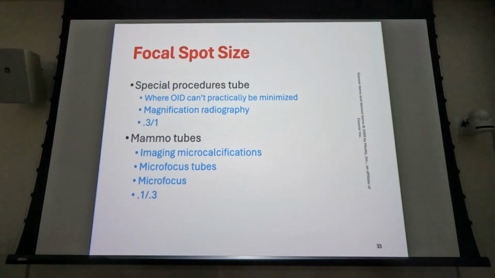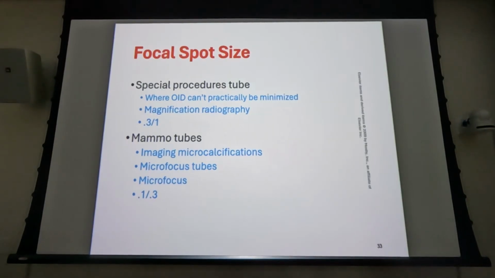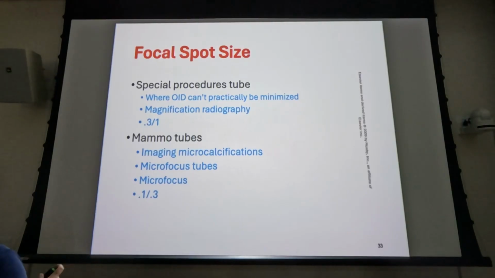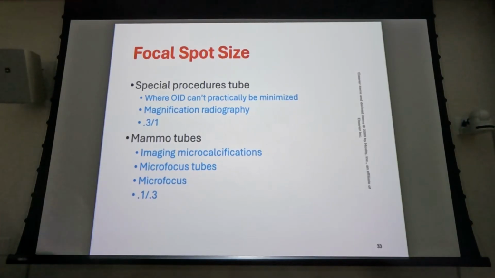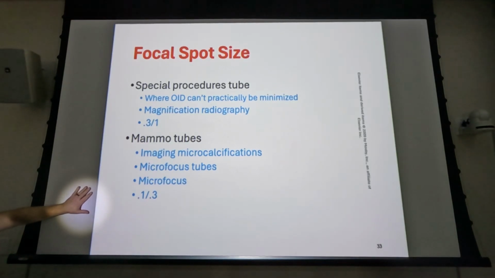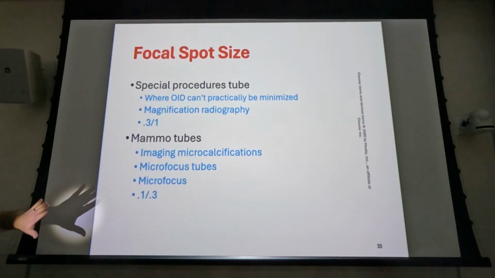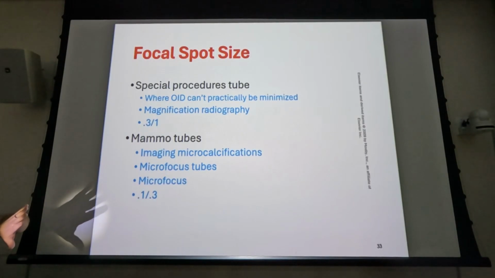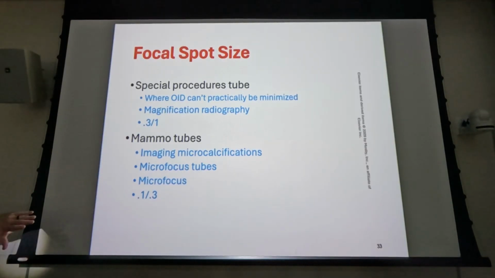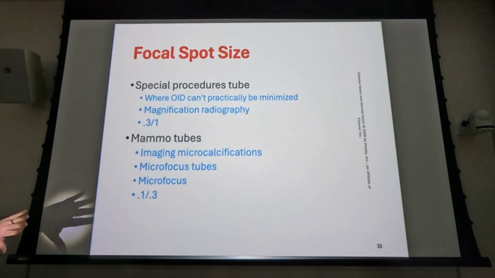Now I want to use this. Let me make sure that this will show it. Okay. Let's say I have a set SID and a very low OID. We get a sharp shadow, right? But if I increase my OID, what two things happen? We get magnification, so we get size distortion, and what? Loss of sharpness of recorded detail, right? So it gets fuzzy, and it gets big.